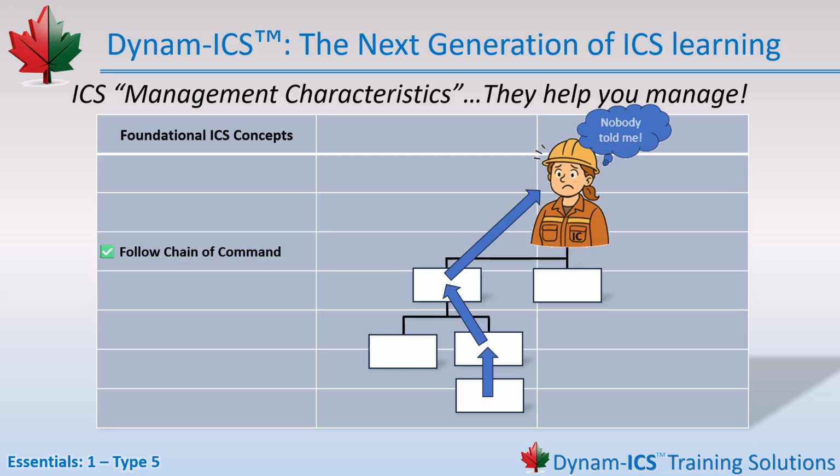By following the chain, information moves up and down in an organized way. Supervisors know what's happening, teams stay informed, and leadership can make decisions based on accurate information. It's not about control, it's about communication. If everyone sticks to their link in the chain, the system works exactly as it's meant to.